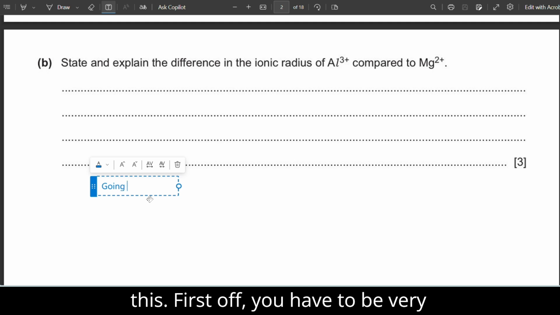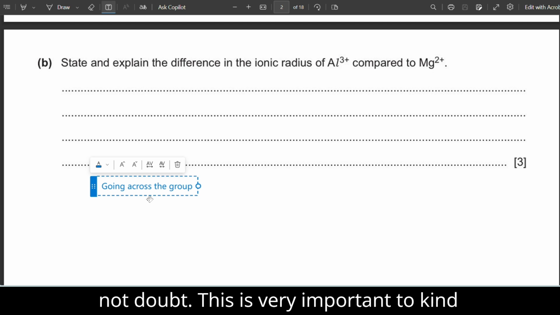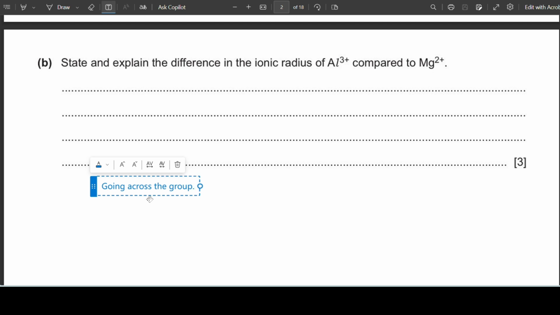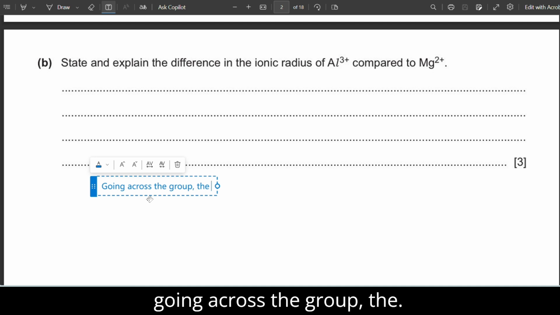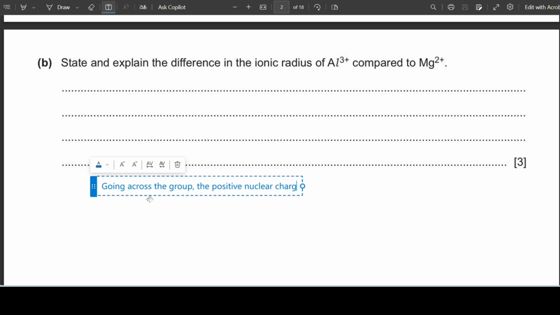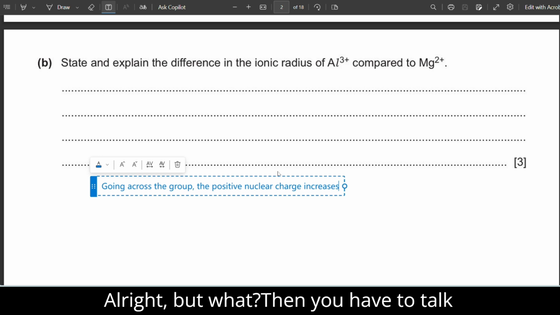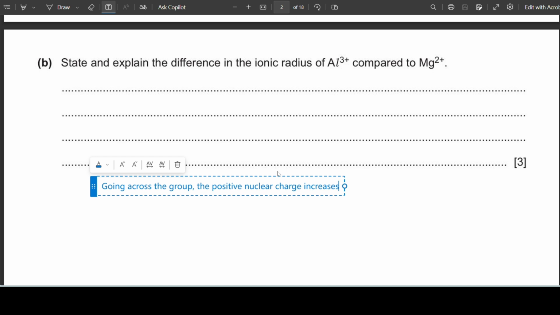In order to phrase our answer, I'll put it out like this. First off, you have to be very clear that you're going across the group, not down. This is very important to set the stage. Then you have to talk about what changes. Going across the group, the positive nuclear charge would increase. But then you have to talk about what doesn't change. It's the shielding. The shielding remains the same.